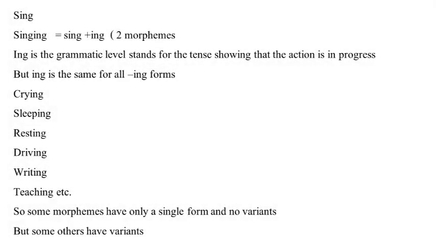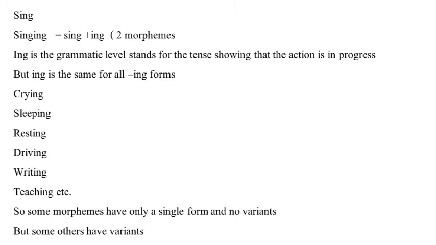Now let me continue explaining it to you a little more. Now if you look at the word sing, take the ing form of the present continuous tense. The word sing is a single morpheme, but singing is not a single morpheme. It consists of two units of meaning: sing at the semantic level, and ing at the grammatical level.